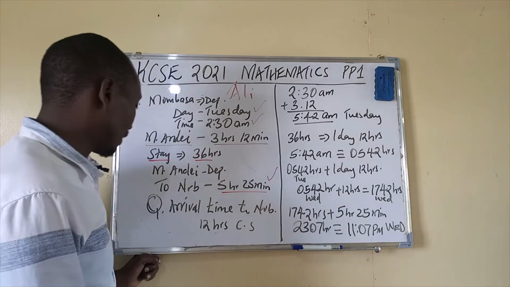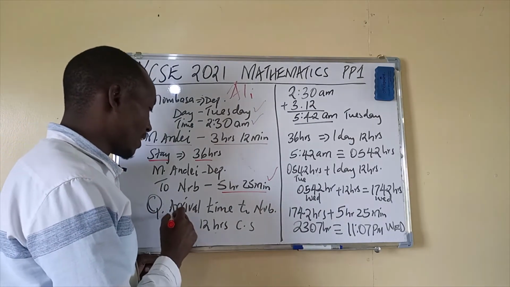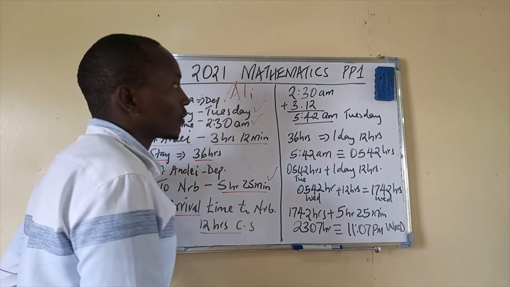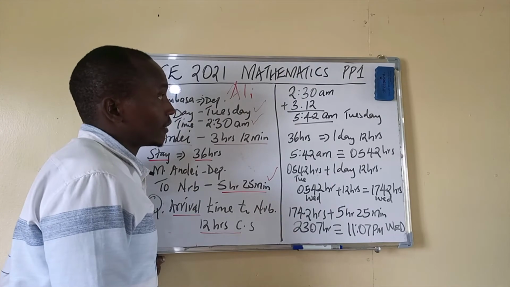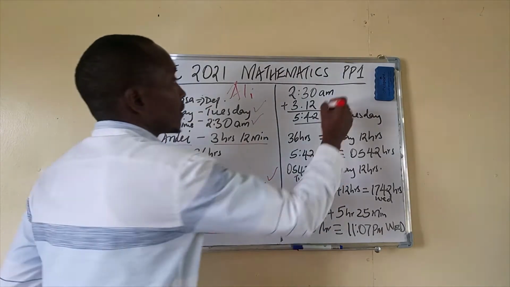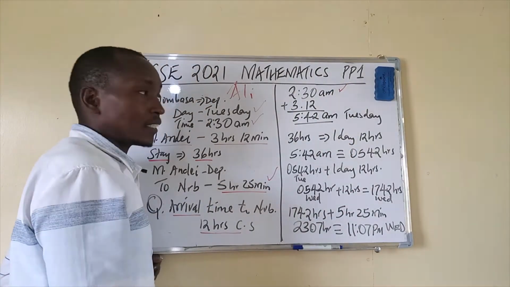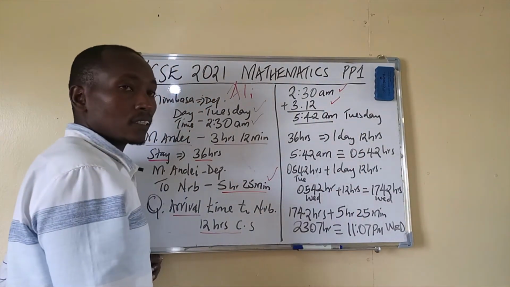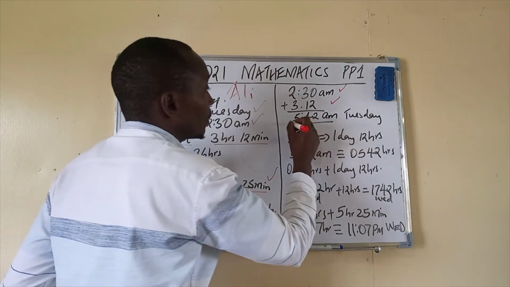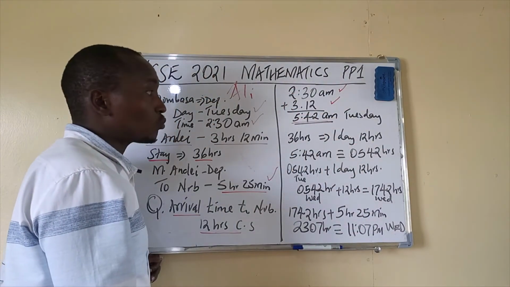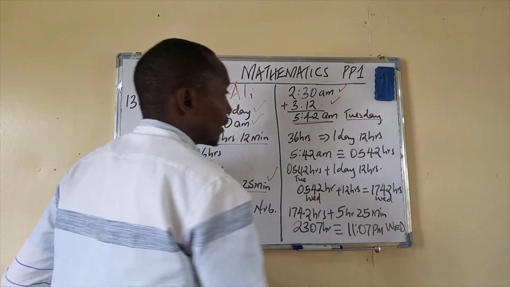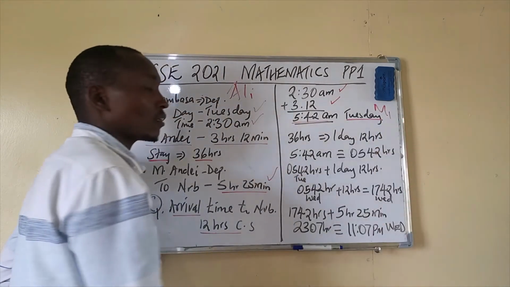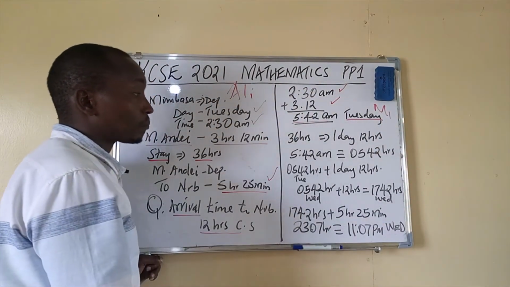Now the question is, determine the arrival time in Nairobi in 12-hour clock system. The question is very easy. Follow with me. This guy started at 2:30 a.m. on Tuesday, then traveled for 3 hours 12 minutes. So if you do the addition, it will be 5:42 a.m. on the same day, Tuesday. And actually that's where the student scores the first mark, just the addition of that time.